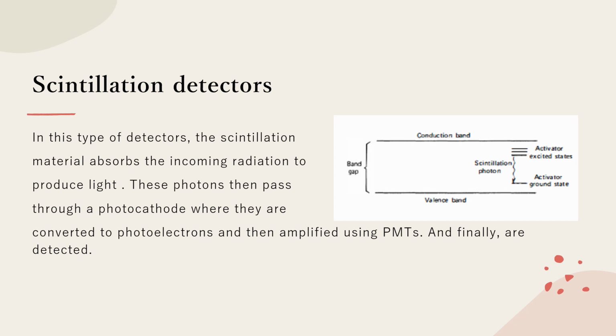Next is scintillation detectors. So let me begin with the word scintillation. What does that mean? Scintillation or scintillate is a flash of light or sparkle. This can be of two types, fluorescence and phosphorescence.